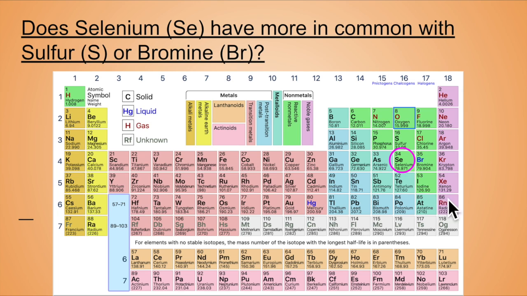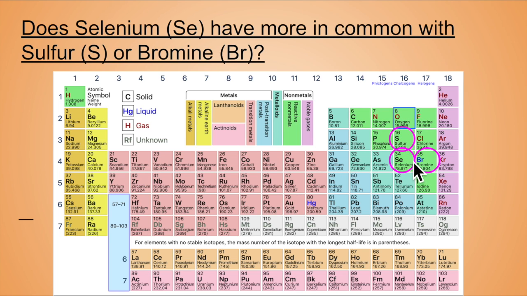Does selenium, right here, have more in common with sulfur or bromine? A lot of you put bromine because it's right next to it. It has a similar mass and a similar atomic number, but it actually is sulfur because it's in the same group. And remember, group is our properties.